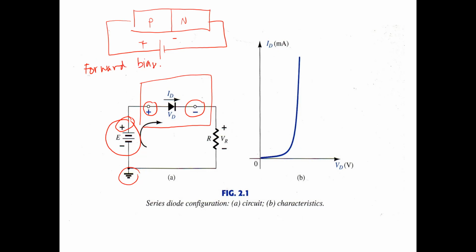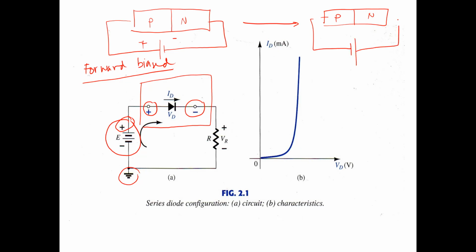And for reverse bias, the positive or p-type is connected to the negative of the battery, and the negative terminal of the diode, or n-type semiconductor, is connected to the positive. So this is the reverse bias. Okay, so if we have a configuration like that, like in A, we have the characteristic of B.